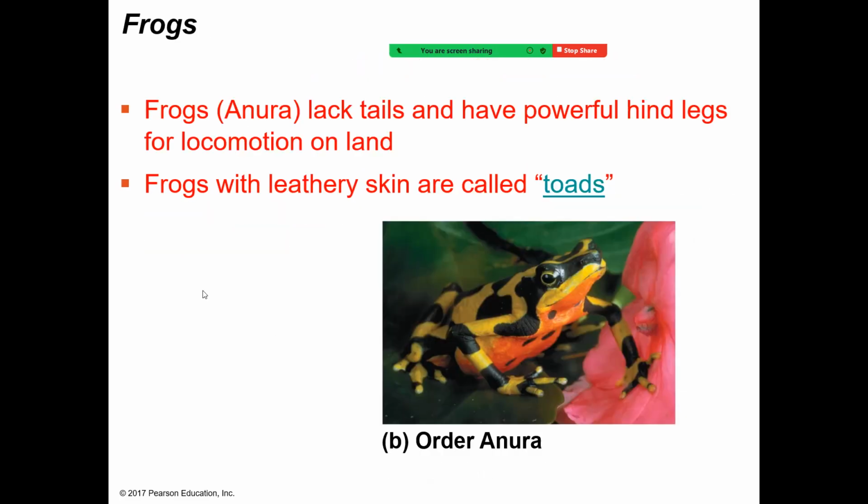Frogs in the class Anura are amphibians that lack tails and have powerful hind legs for movement on land. Frogs that are found to have leathery skin are called toads. So this is a quick little video to talk about the difference between frogs and toads.